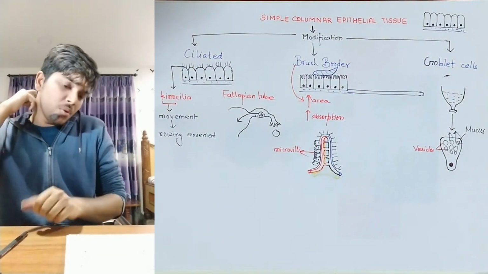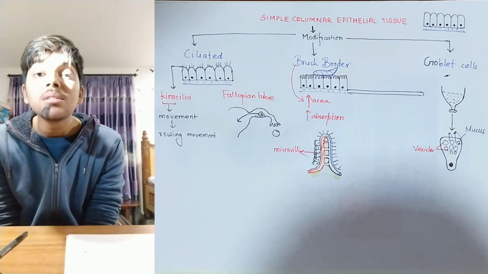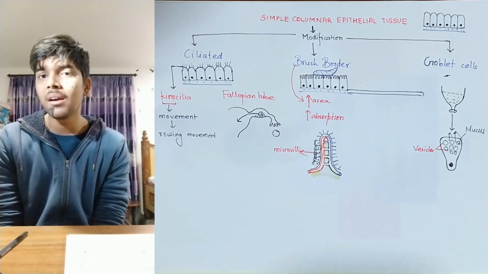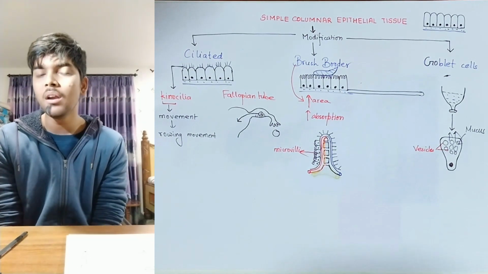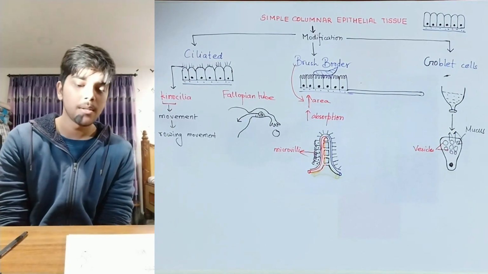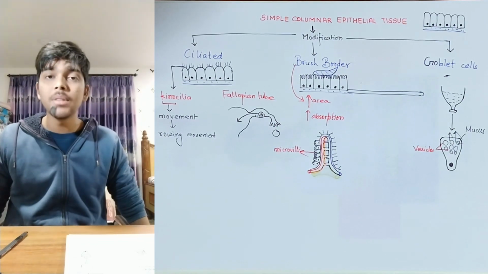So where could these goblet cells be found? Everywhere where there's mucus, these goblet cells are found. Throughout your gastrointestinal tract, you have mucus lining in the inner wall. So throughout those linings, you have goblet cells. And that's your simple columnar epithelial tissue.